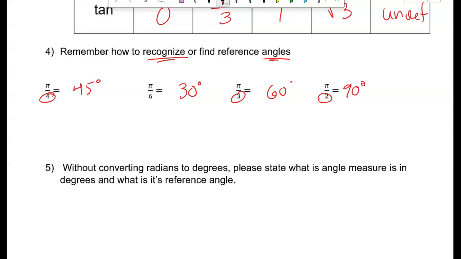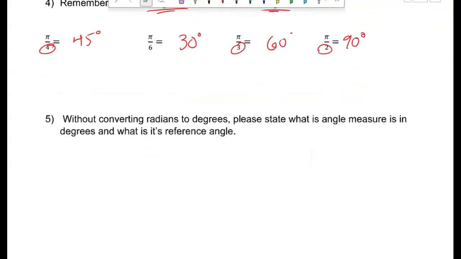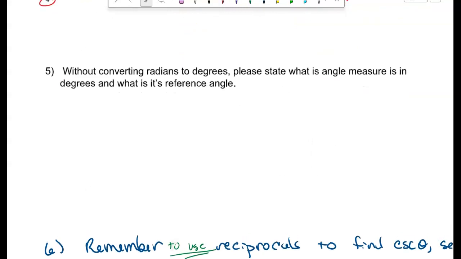All right, wonderful. Now, without converting radians to degrees, you need to be able to figure out the reference angle and the angle measurement with no problem. So we're going to do a little bit here to figure this out. I'm going to pull one out, and I want to see if you guys can tell me without having to do that old process, which, by the way, you still have to know how to do. What if I gave you something like this? 5 pi over 6.